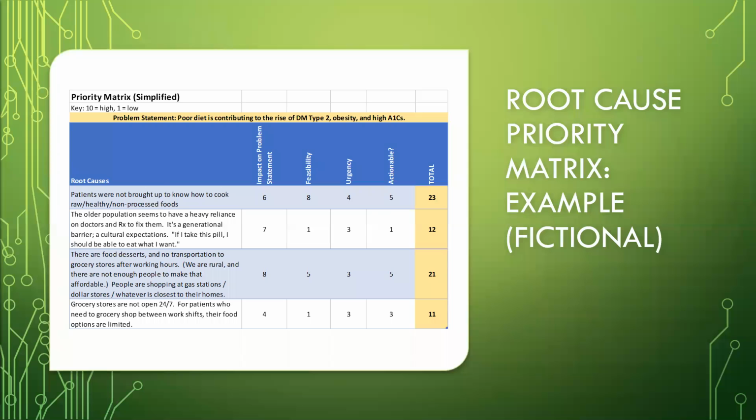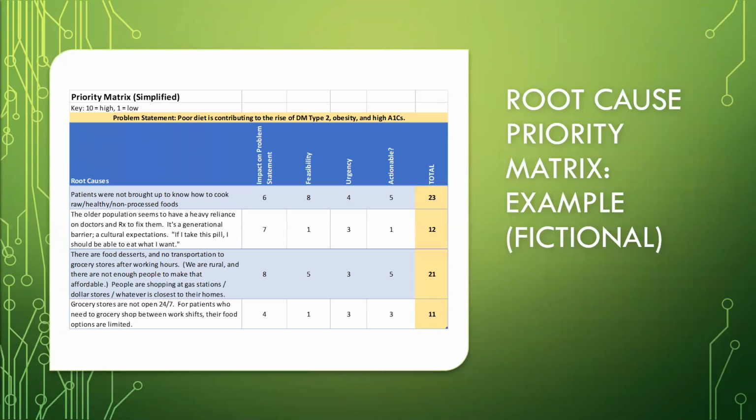I included a fictional example just so that you can see what it might look like if you put some stuff in here. This is fictional, but I did pull from some root causes that I've done with other federally qualified health centers. So the examples are akin to what you might be seeing as well. So the four that I give for the problem statement of poor diet contributing to several different chronic conditions, the first one being that folks don't know how to cook the non-processed or raw healthy foods.